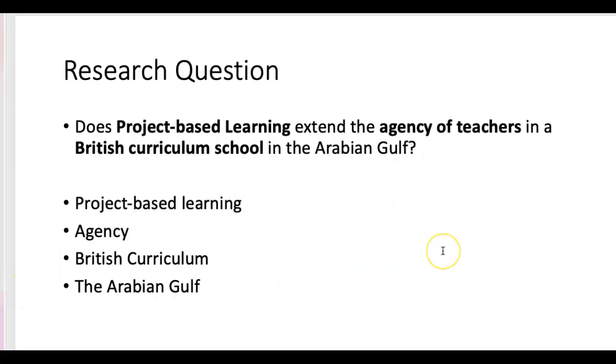So, the research question is what drives the research, and the literature review shows what's been written about this area in the past. My research question, which I'm playing with and you're going to change all of the time, is: does project-based learning extend the agency of teachers in a British curriculum school in the Arabian Gulf, okay? So in my literature review, I'm going to have to look at project-based learning. I'm also going to have to look at what agency is, you know, when it's about freedom, it's about choices. I'm going to have to cover a little bit about the British curriculum, and I'm also going to have to write a little bit about the Arabian Gulf and the Middle East, okay?